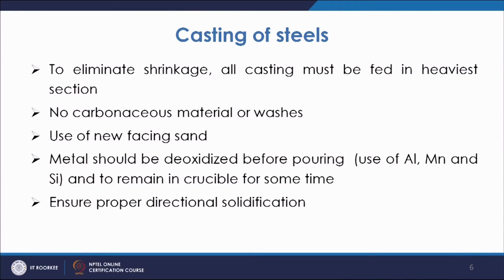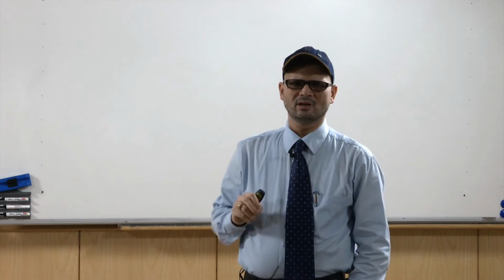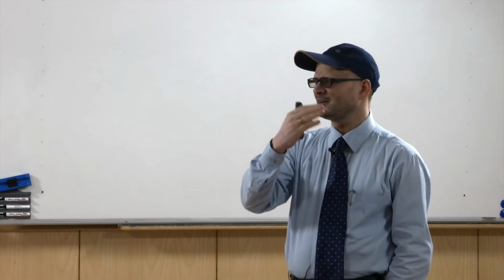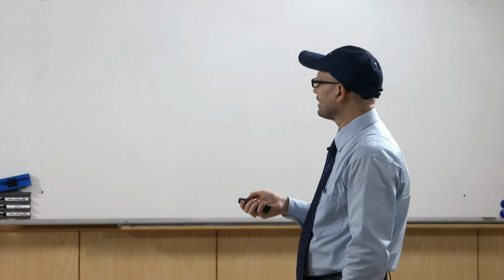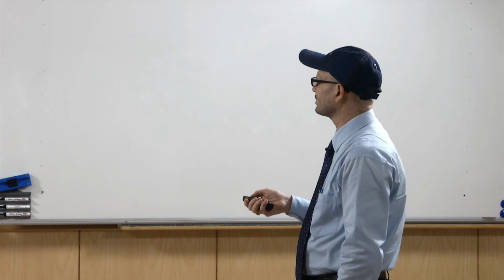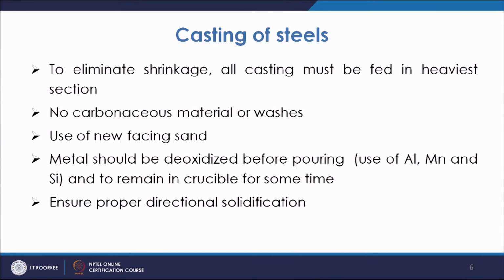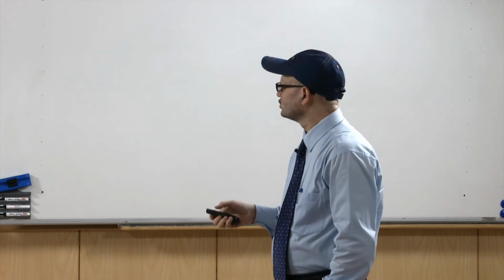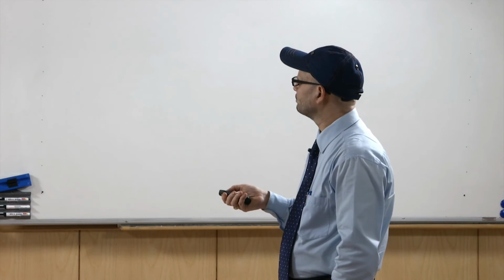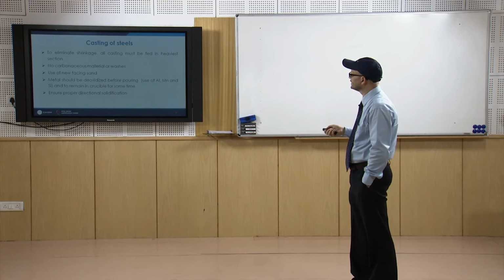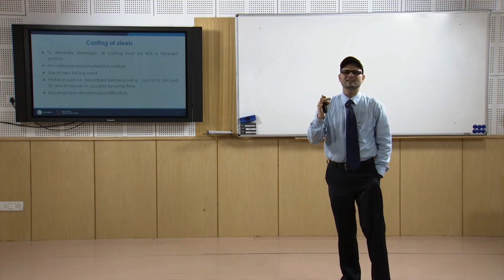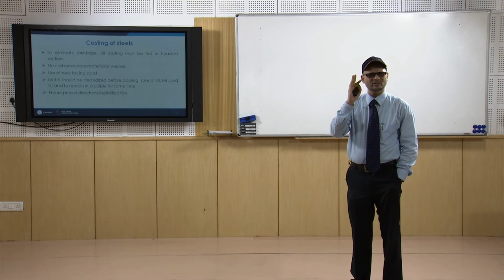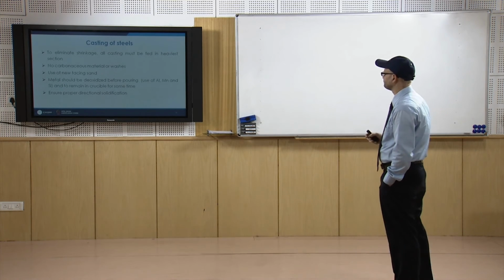Then we also have to be careful, because steel is more prone to pick up carbon, and that is deleterious in many cases. So, carbonaceous materials or washes which have carbonaceous compounds should be used judiciously, so that there is no carbon pickup. Use new facing sand, as we have seen, so that fusion of the sand on the surface of the casting is avoided.